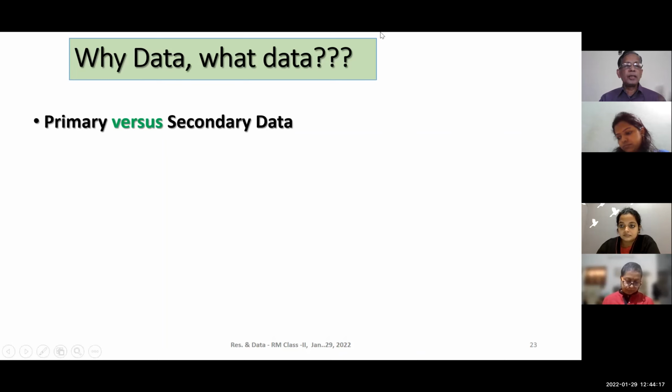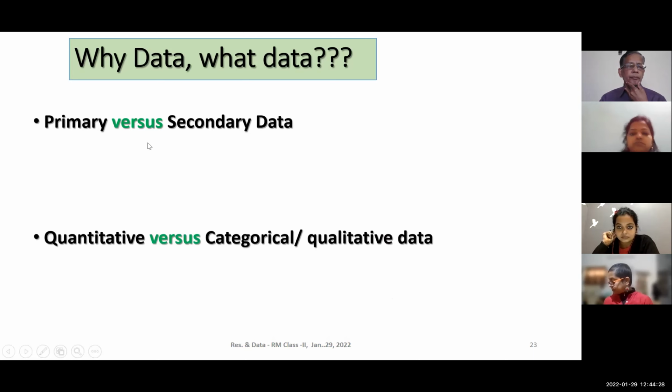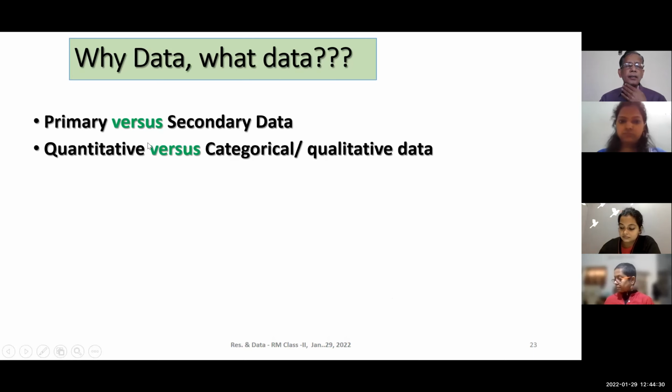Anybody not clear about the difference between primary and secondary data? What you are collecting for the first time is primary, and what you are downloading from secondary sources is secondary data. I think this we have already discussed to a great extent.